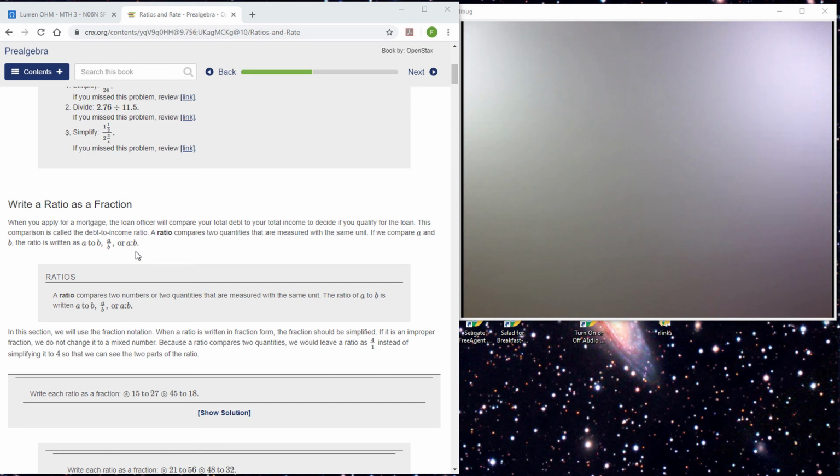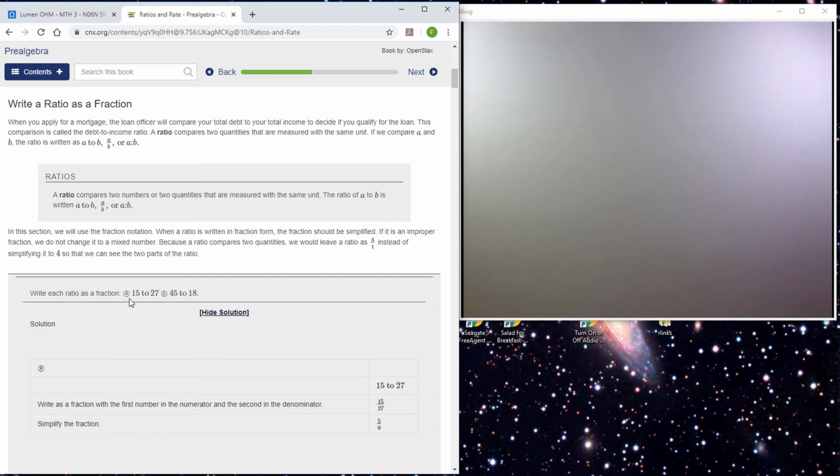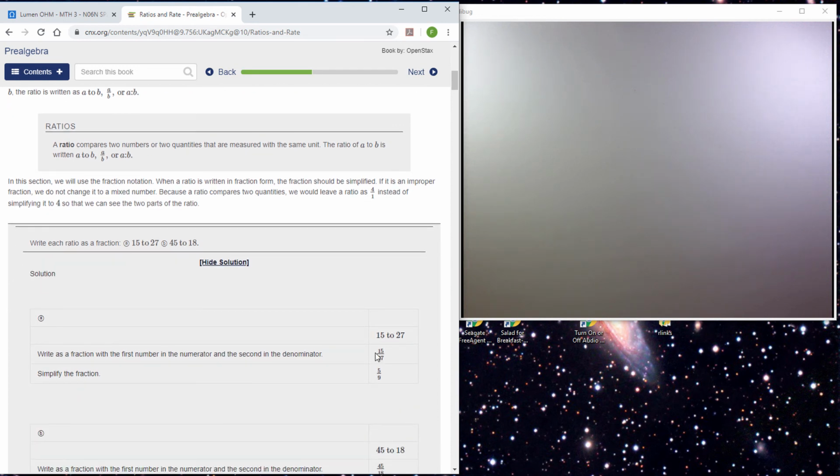Ratios are usually written in simplest form. So they want us to write each ratio as a fraction. So we have 15 to 27. So there it is as a fraction. In most cases, they want it in simplest form. Simplify, the fraction becomes 5/9. Don't forget they canceled out the common factors here.